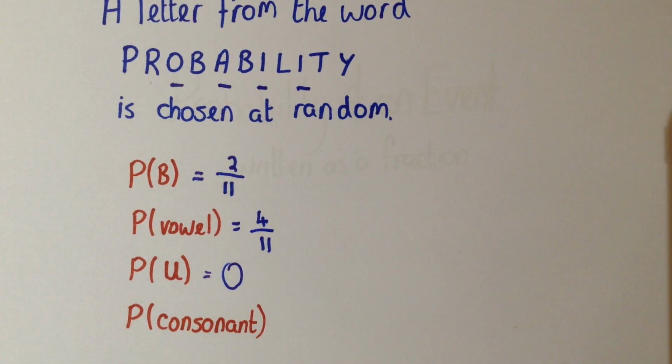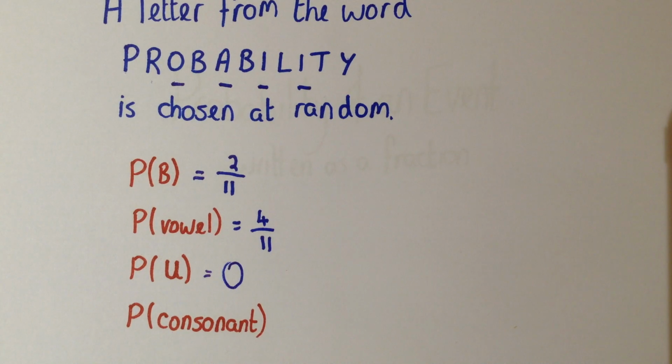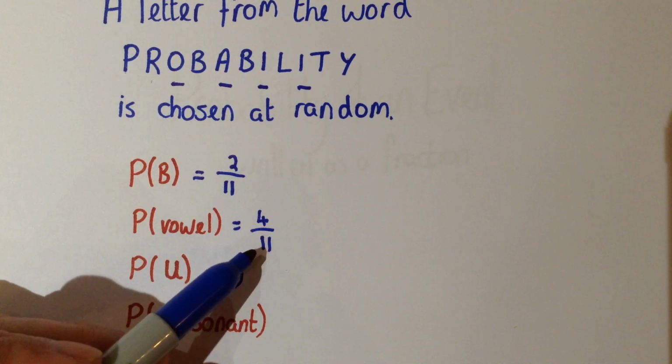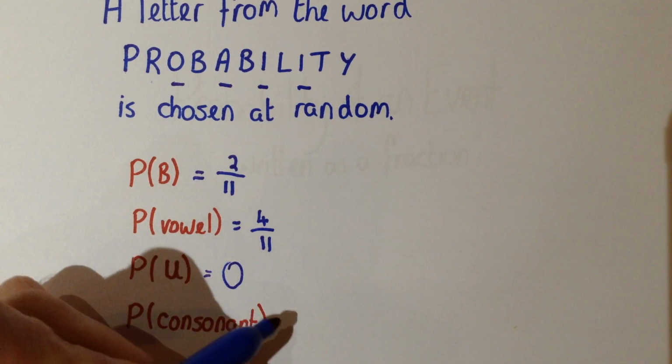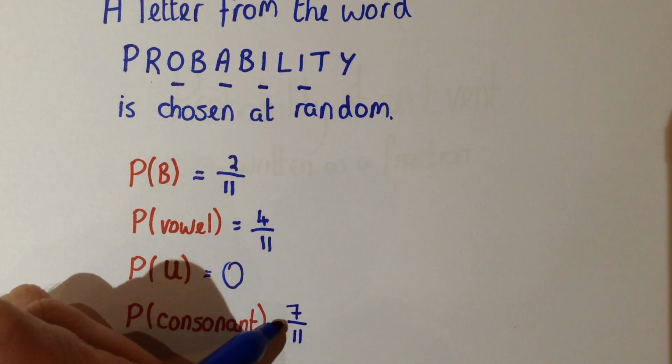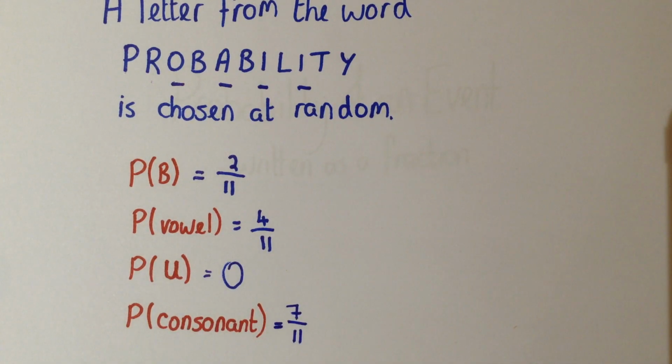Probability of a consonant. Now that's any letter that's not a vowel. So this is actually made a little bit easier because there are 4 vowels and 11 letters altogether. There must be 7 consonants out of the 11 letters in the word probability.